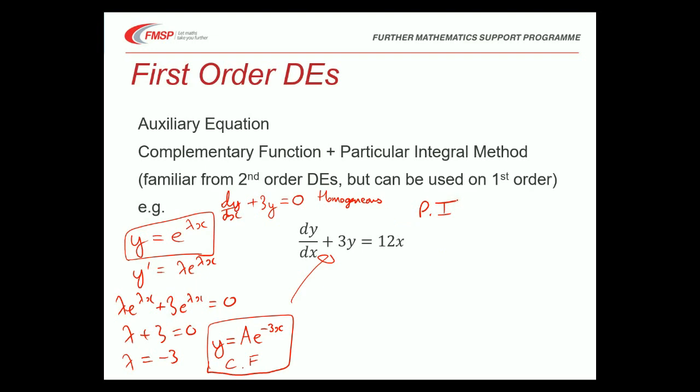And the way you do it is to have a trial solution. And again, I hope this is familiar from second order work, and it's much easier with a first order differential equation. In this case, we're going to try a function for y that looks roughly like our right hand side, which is a linear function, 12x. So I'm going to write down a linear function. I'm going to use Greek letters, alpha x plus beta. I do need both of them. A linear function can have an x term and a constant term.